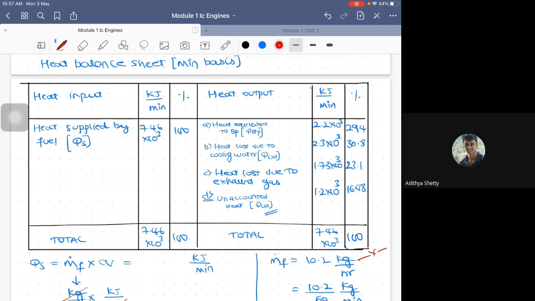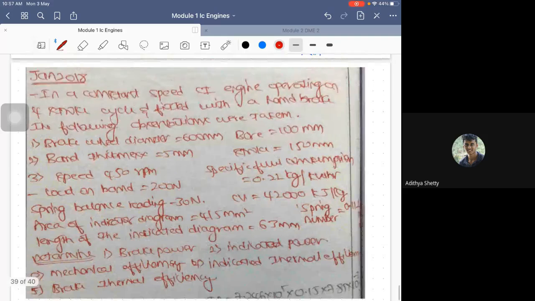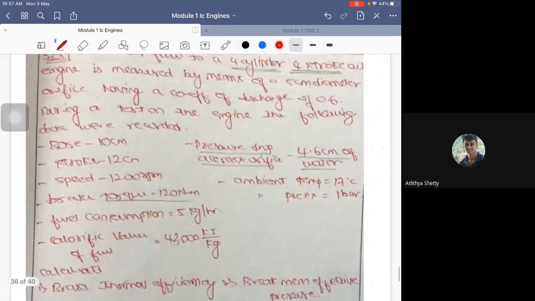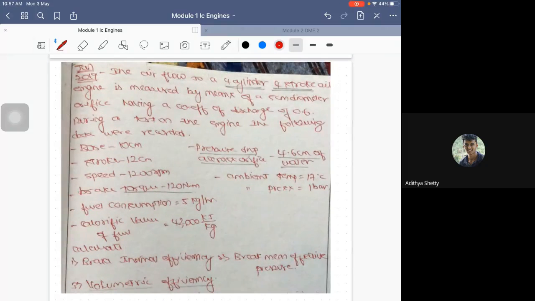Okay, now we'll move to another problem, which is this. Volumetric efficiency. Just take down the data from this. This is the problem where you learn to calculate volumetric efficiency. So suppose the problem asks for volumetric efficiency, this is where you will calculate it.